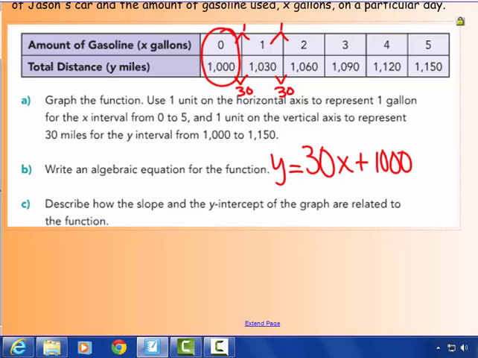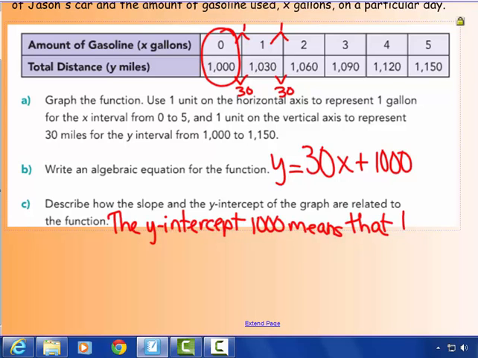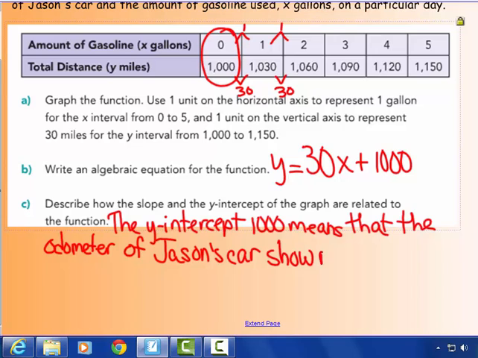Describe how the slope and the y-intercept of the graph are related to the function. Well, it's just asking you what the y-intercept means. The y-intercept, 1,000, means that the odometer, the thing that tells you how many miles are on your car, for instance, so you can have one of these on your bike, the odometer of Jason's car shows 1,000 miles. So there's already 1,000 miles on this car. Must be fairly new.